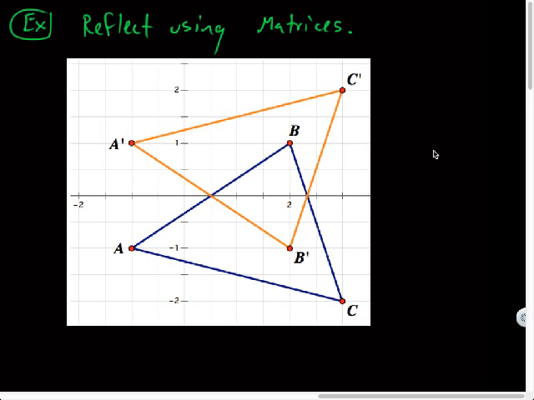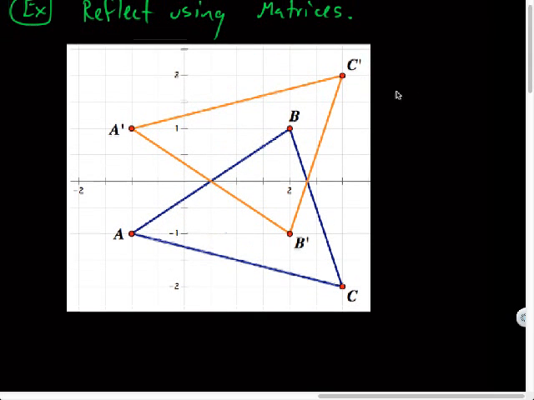So, all right, I'm dealing with triangles again. I'm keeping it simple for us. The blue triangle is my pre-image. The orange triangle is my image. What type of reflection appears to have taken place here? Yeah, it's reflected over the x-axis, right?